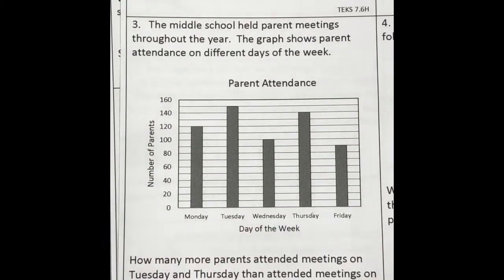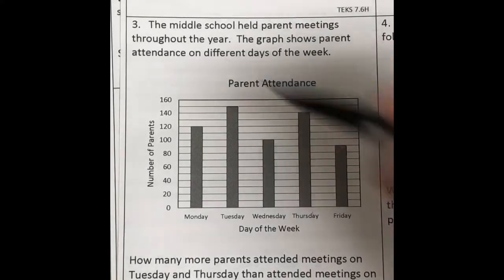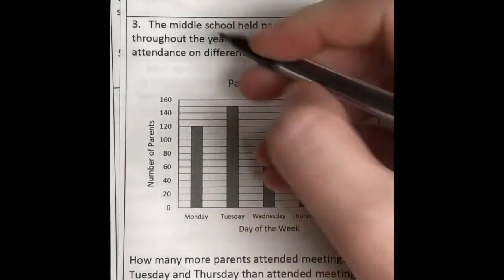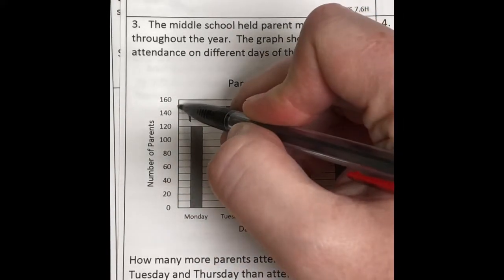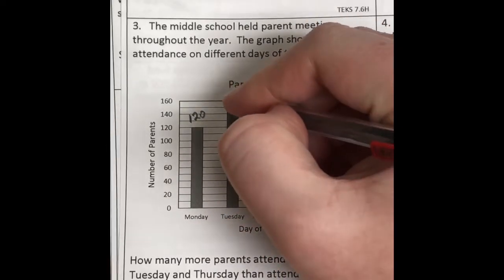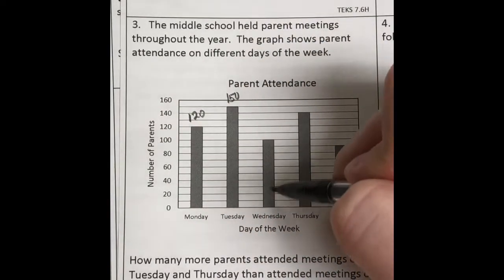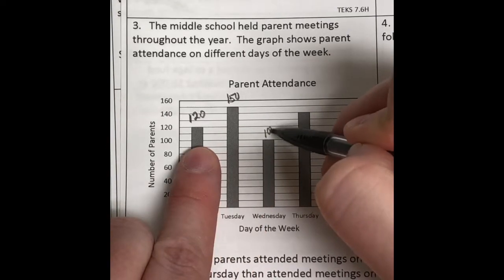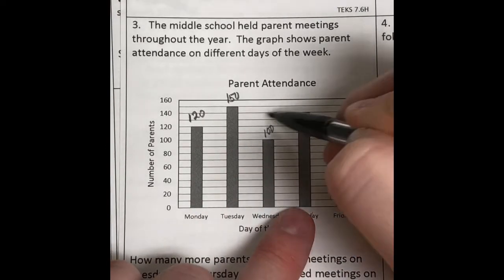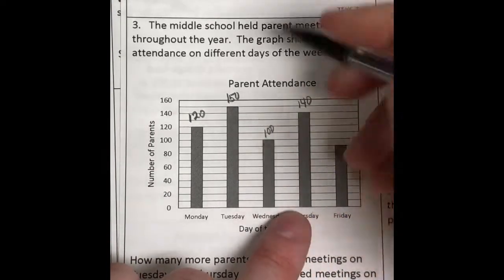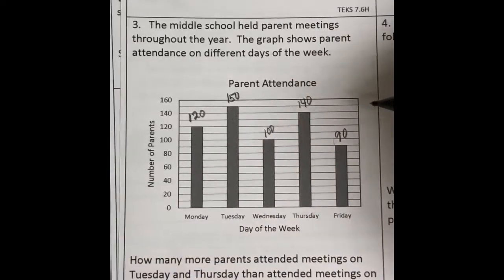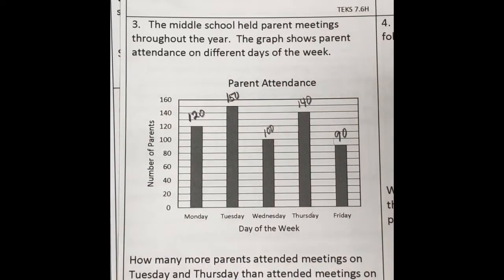Number 3, the middle school held parent meetings throughout the year. The graph shows parent attendance on different days of the week. So if you look on Monday, 120 parents came. On Tuesday, that is in between 140 and 160, so that's 150 parents. On Wednesday, 100 parents attended. On Thursday, that's at 140. And on Friday, that's at 90. I always do that because it's really easy, and then I can just use those numbers as I need later.